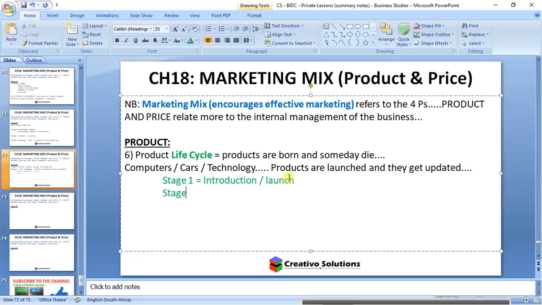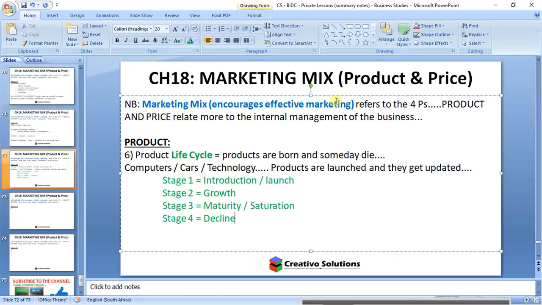Stage 2, growth. Stage 3, maturity or saturation. That's the other word they use here to describe this. Maturity. Stage 4. Oh, sorry, it's actually 4 stages, not 5. I counted this bolded word here as 1 stage. It's only 4. Decline. That's the last stage. And that's it. 4 stages for any product.